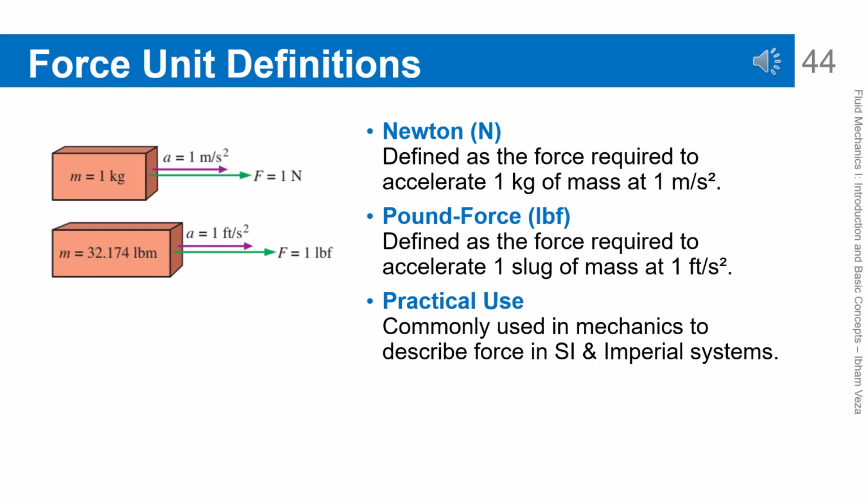Force unit definitions. The Newton is defined as the force required to accelerate a 1 kilogram mass at 1 meter per second squared. In the English system, the pound force is defined based on the acceleration of one slug. Both definitions show the relationship between force, mass, and acceleration. Understanding these definitions is important to avoid confusing mass and force. Many calculation errors come from misunderstanding this concept.